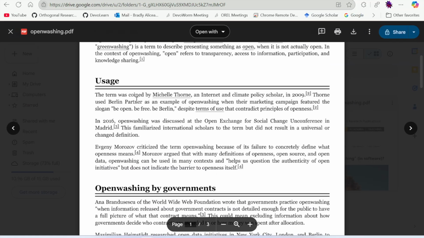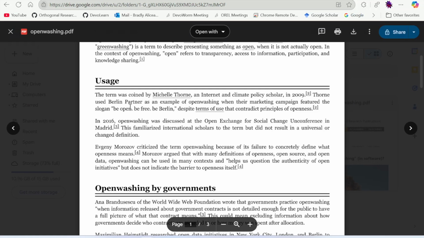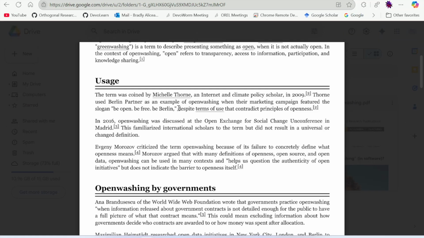The term itself was coined by Michelle Thorne, an internet and climate policy scholar, in 2009. Thorne used Berlin Partner as an example of open washing when their marketing campaign featured the slogan "Be Open, Be Free, Be Berlin," despite terms of use that can contradict principles of openness. So you can see how it intersects with marketing and with the identity of the organization, but then it doesn't really deliver on the open part. It just takes that as part of the image, and people feel like it's open when it's not.